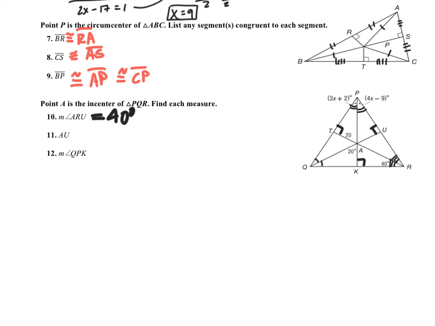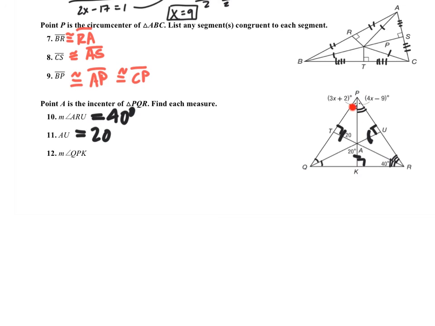The one thing I forgot to mention is that if I have an incenter, then I know it's congruent to all of these sides. So if AT is 20 units, then I know that AU is also going to be 20 units. The last one on number 12 wants us to find the measure of angle QPK.